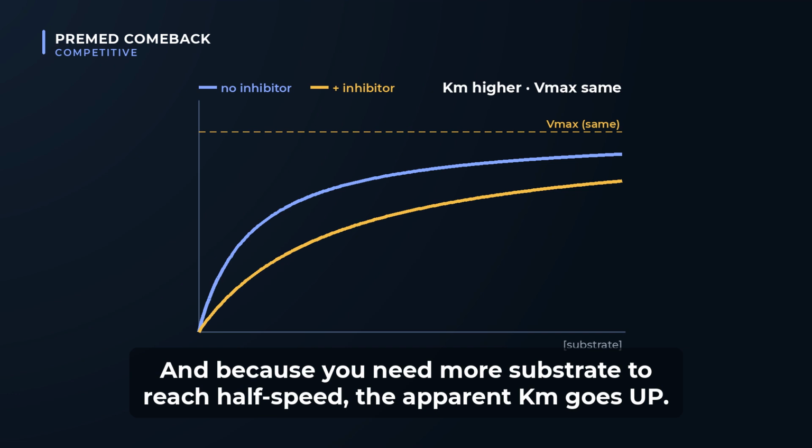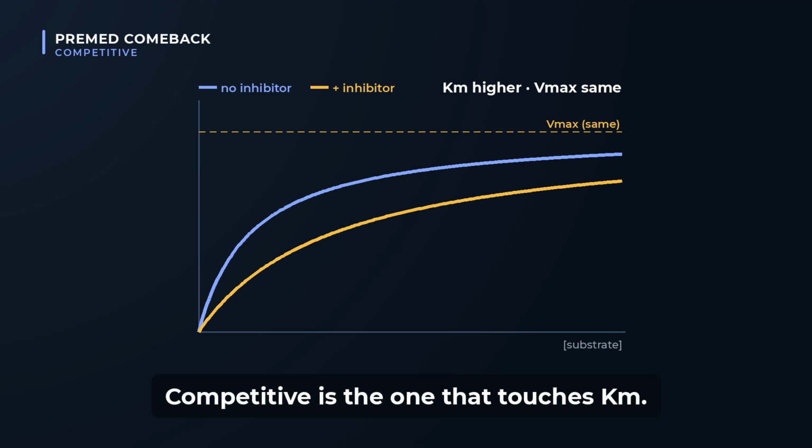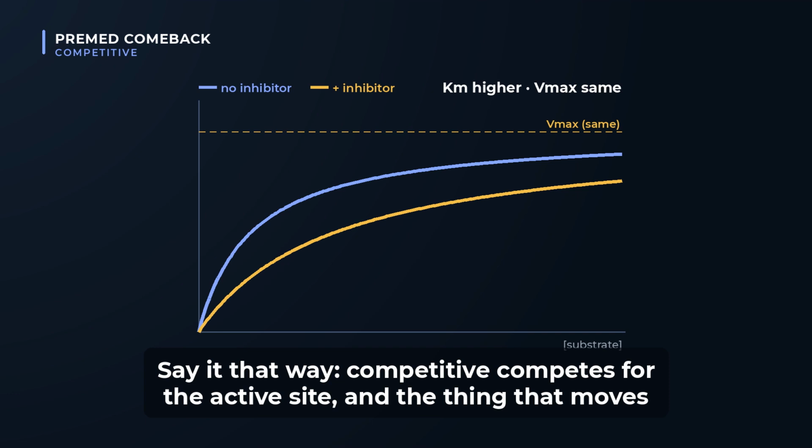And because you need more substrate to reach half speed, the apparent Km goes up. Competitive is the one that touches Km. Say it that way. Competitive competes for the active site, and the thing that moves is Km.